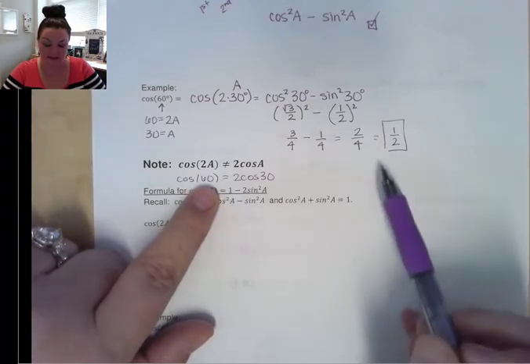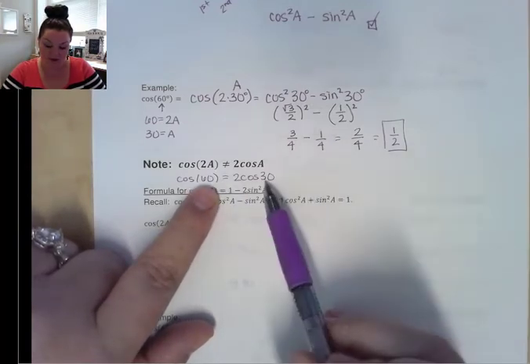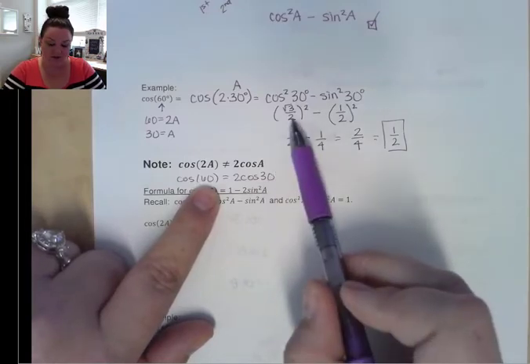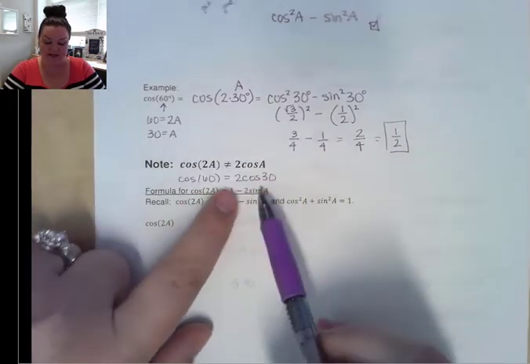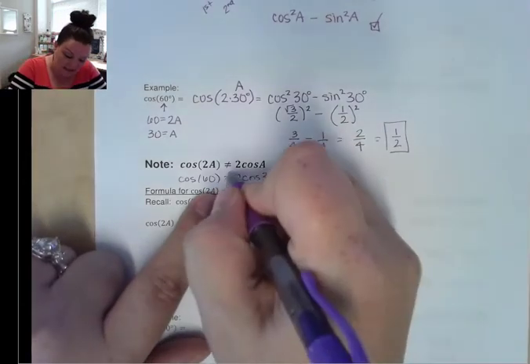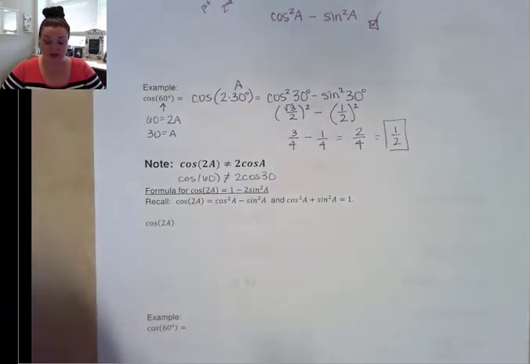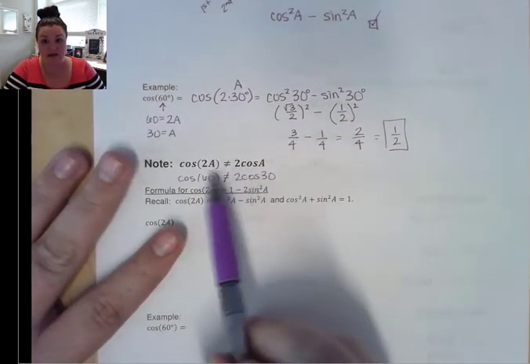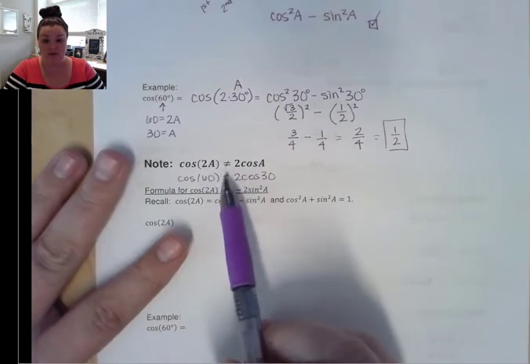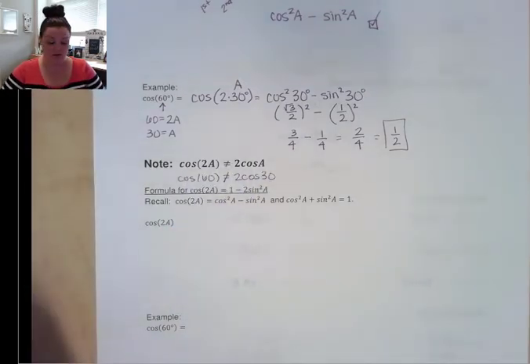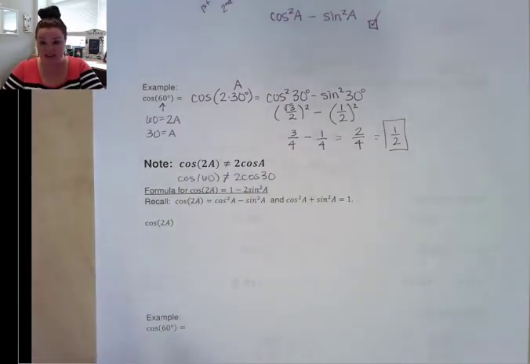Well, cosine of 60 is 1/2, but cosine of 30 is square root of 3 over 2. And if I multiply that by 2, that gives me the square root of 3. So this is not a true statement. Okay, so make sure you're not claiming this when you do proofs. This is a big no-no. So if you need to highlight that or do whatever you need to do so that you don't make that assumption, it is a false accusation.